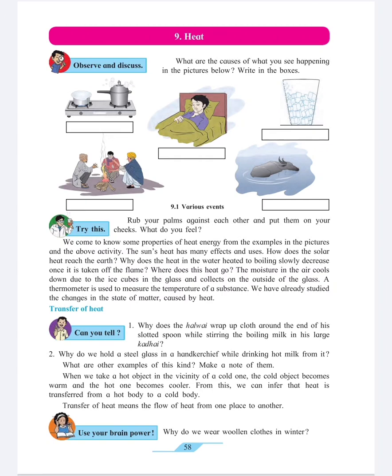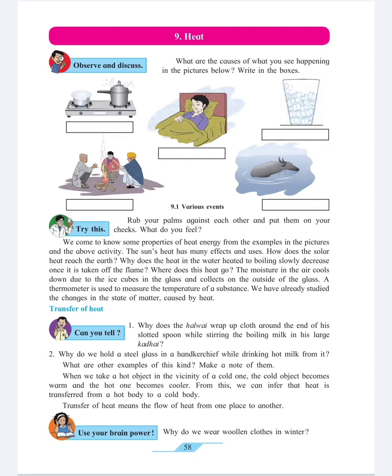And if we hold that second end of the spoon, what will happen? Our hands will burn. So that is why the piece of cloth is tied to the second end of the spoon which we hold it by. That is one example of heat passing through the good conductors of heat.